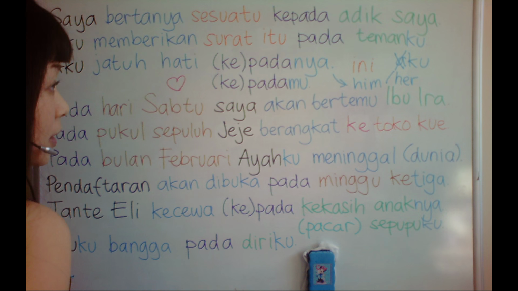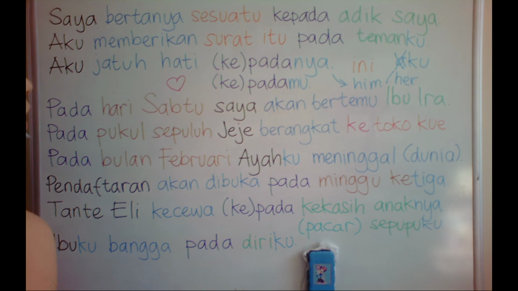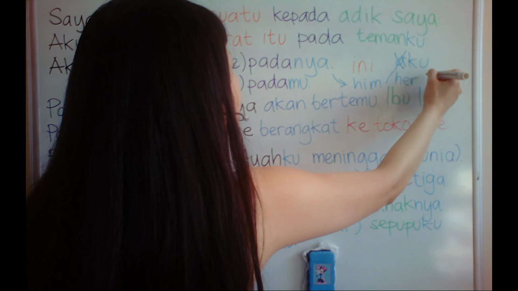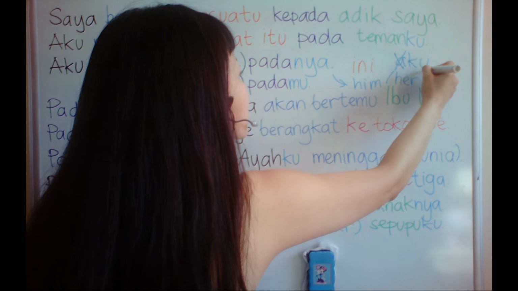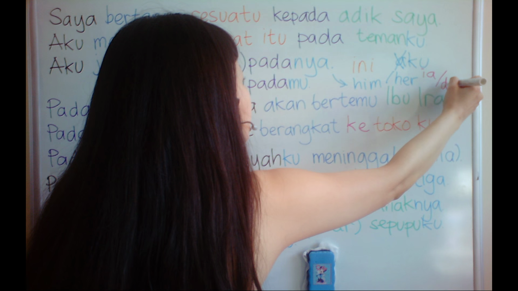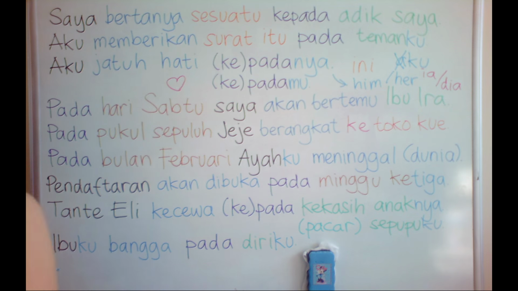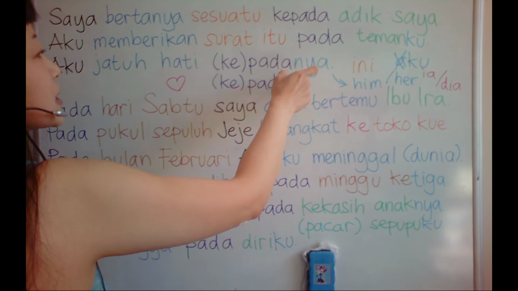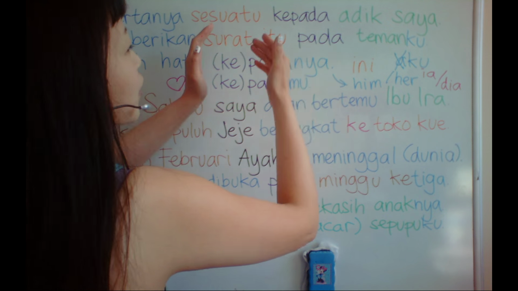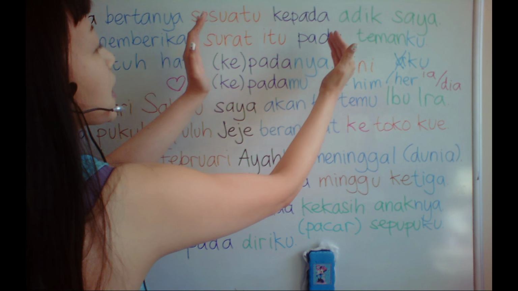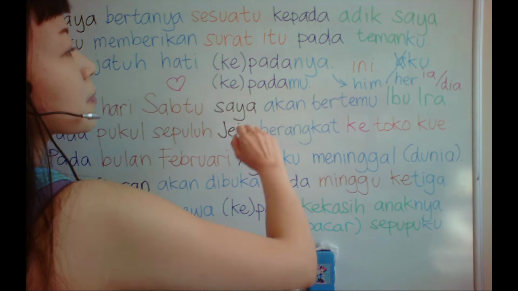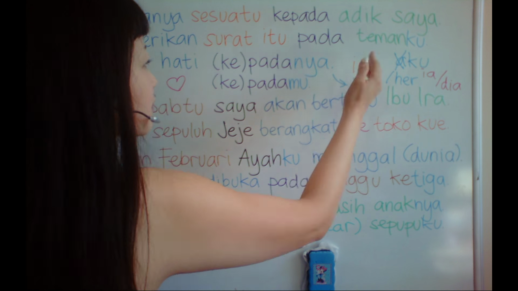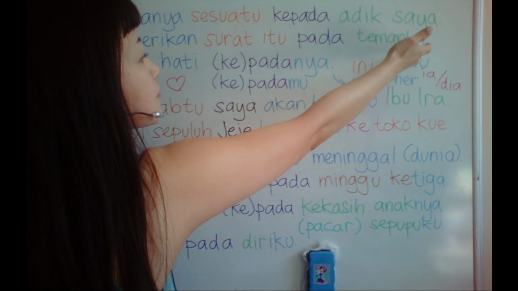Nya, it comes from, I will write it here, with what color? Maybe pink, yeah? Ia or dia. But it becomes kepada ia or kepada dia, but it becomes together kepadanya, padanya. Yeah? Not kepada ia, not kepada dia, but together. It's similar with this one.